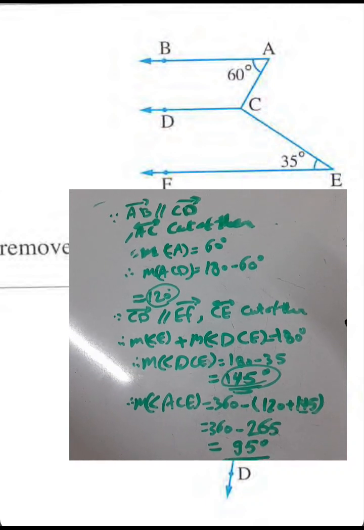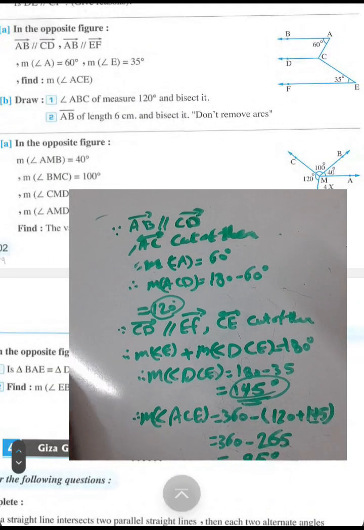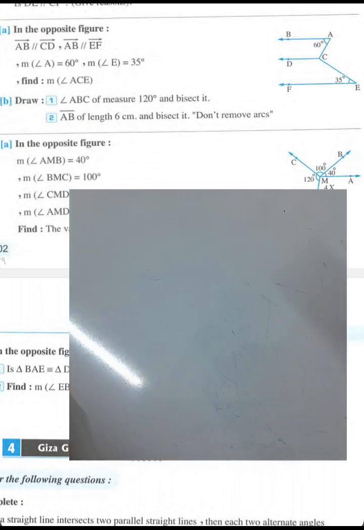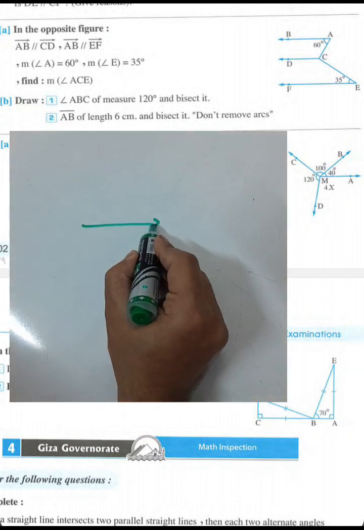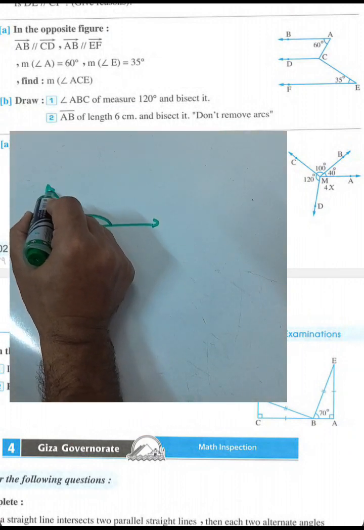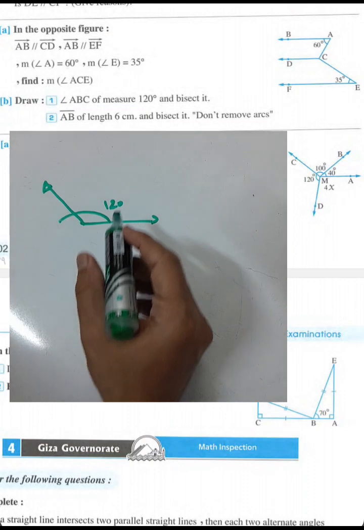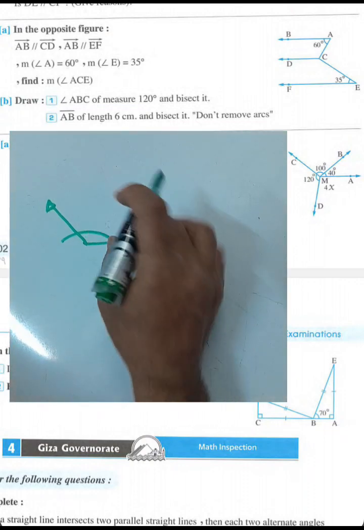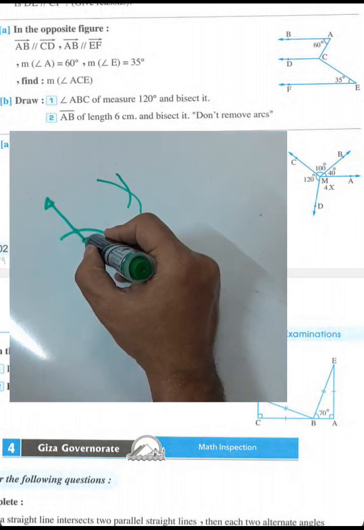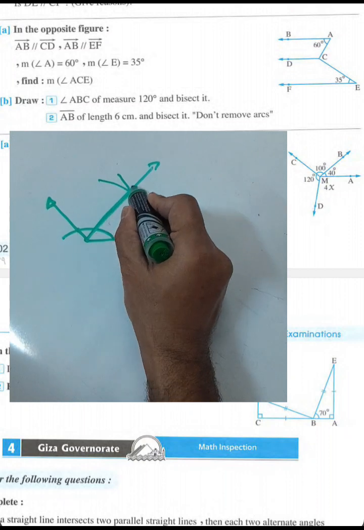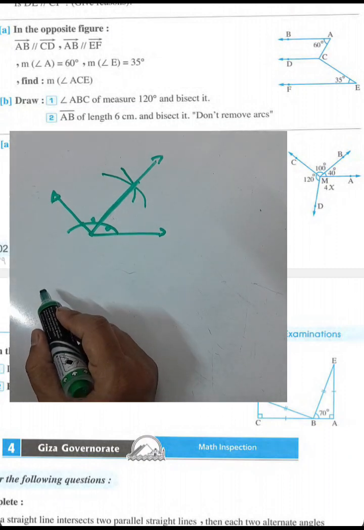Okay. Next question, draw an angle of 120 degrees and bisect it. We can draw using a ruler, draw the ray, and a protractor, this angle measure equals 120 degrees. And bisect it using a compass, stand here and draw the arc, and from this point draw with the compass, intersecting at one point, and then draw the ray here, bisecting it into angles equal in measure. And don't remove the arcs, okay?